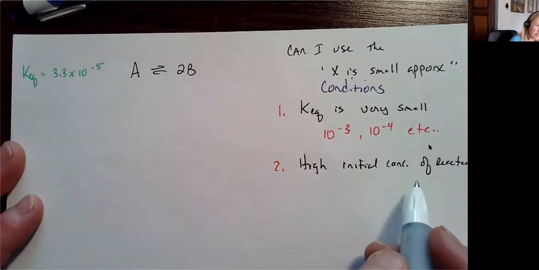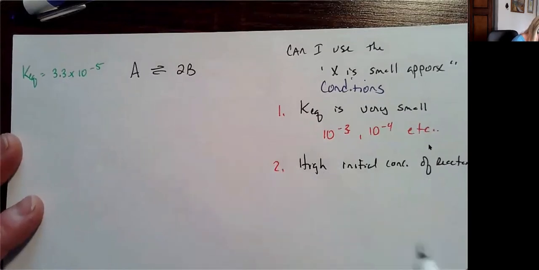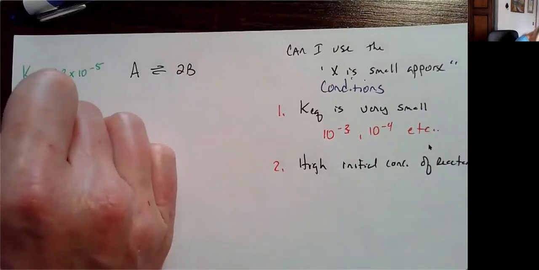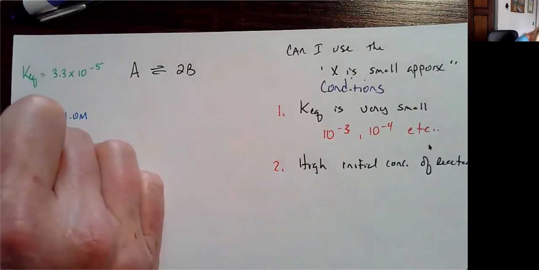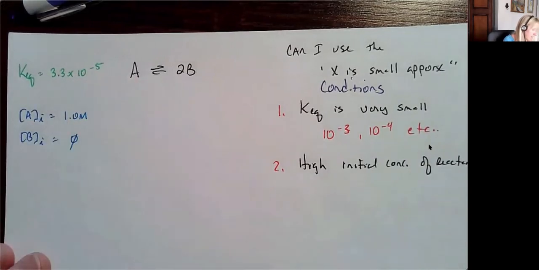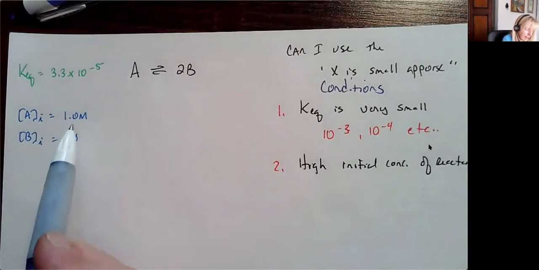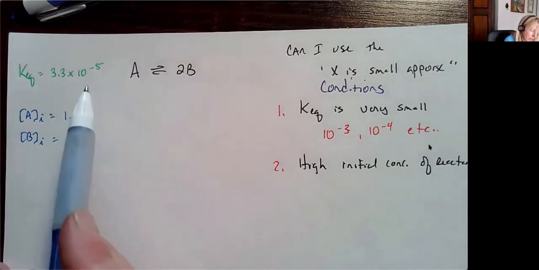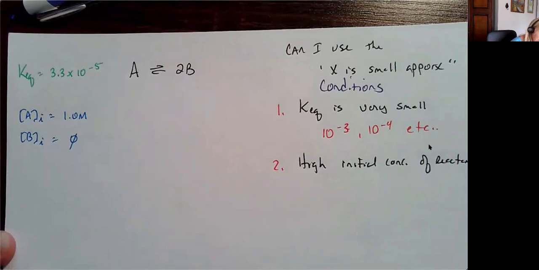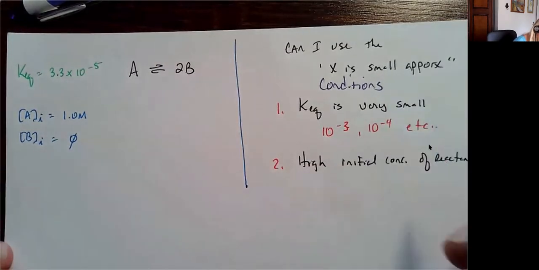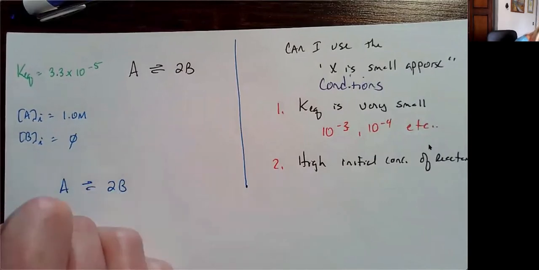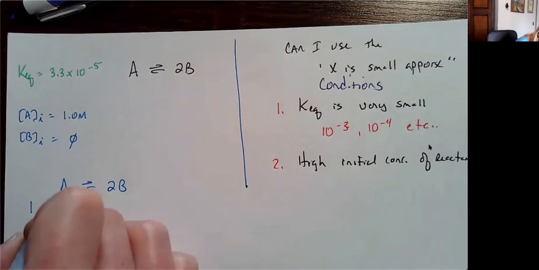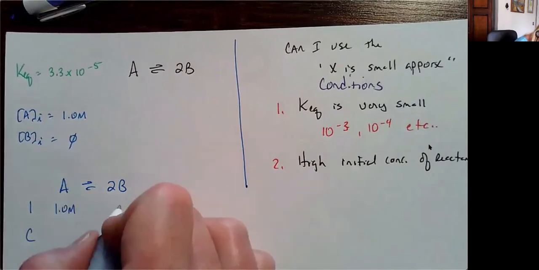Condition number 2 is I have to have initial concentrations that are really high. So let's say A initial is 1 molar, and then I don't have any of my product when I start out. This is high if this is my equilibrium constant. This is really high. So I'm going to solve this 2 ways. I'm going to solve this using my X is small approximation and show you what that means. So A goes to 2B. I'm going to set up my ice table here. This is 1 molar. This is 0.